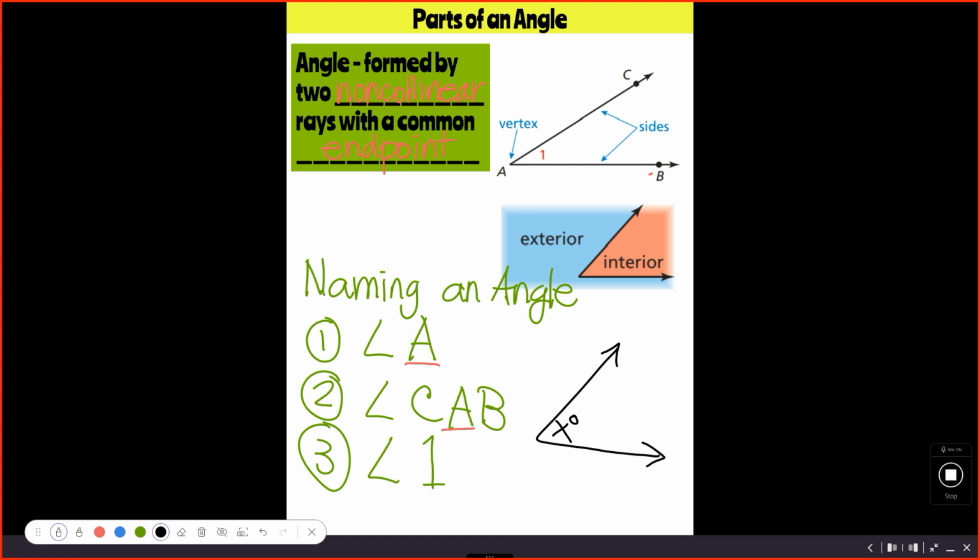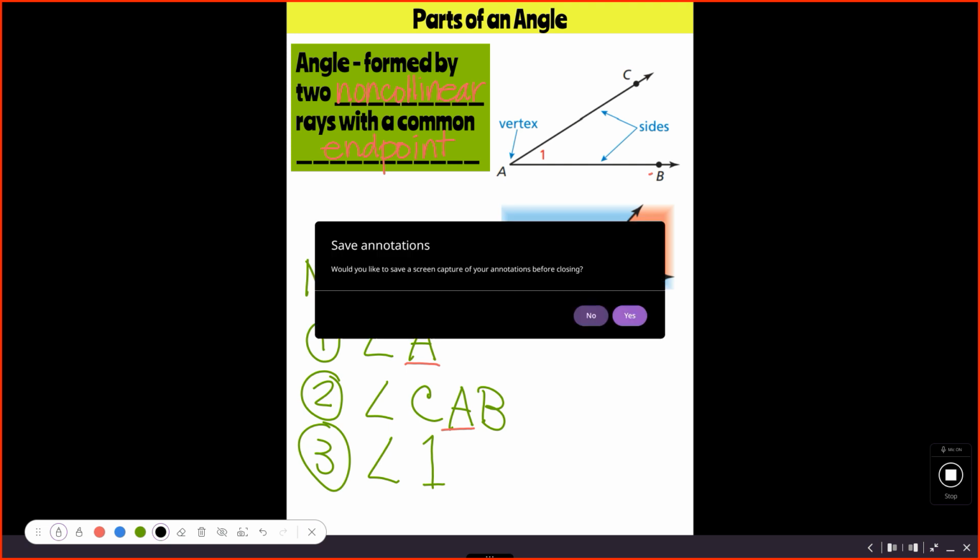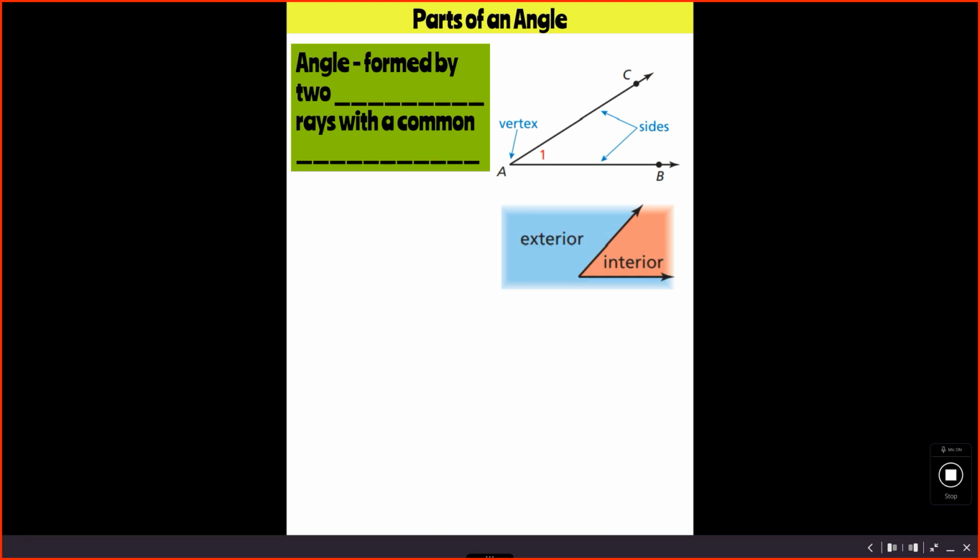Does that make sense? Okay, please silence your phone. Thank you. All right. So, other questions about naming an angle? Is it clear on how to name them? Yeah? Okay, so now let's move on to the next one.